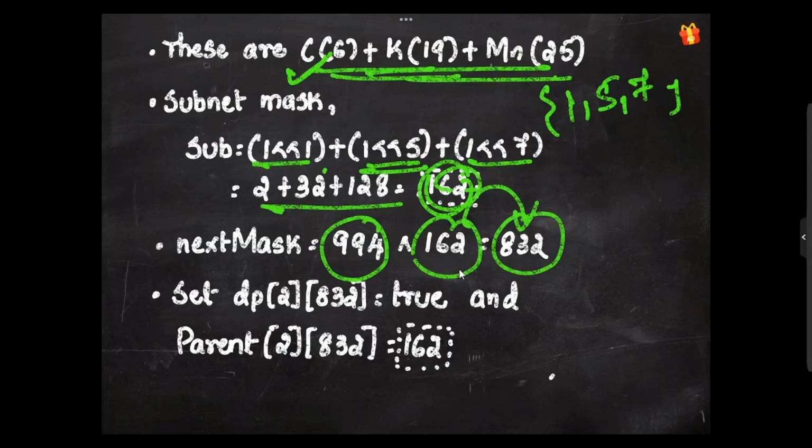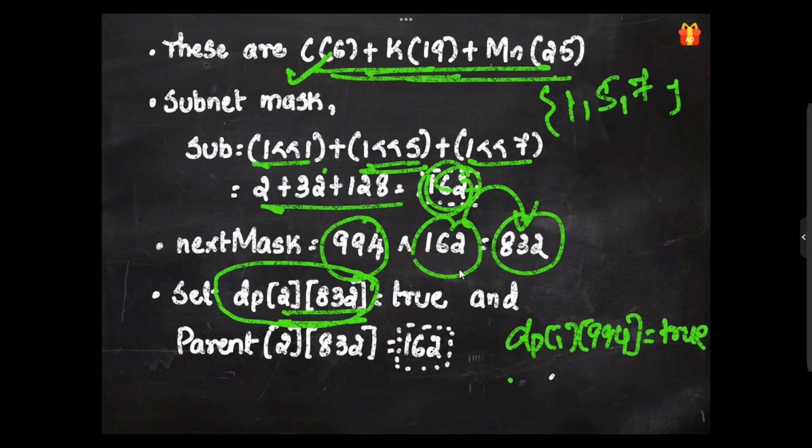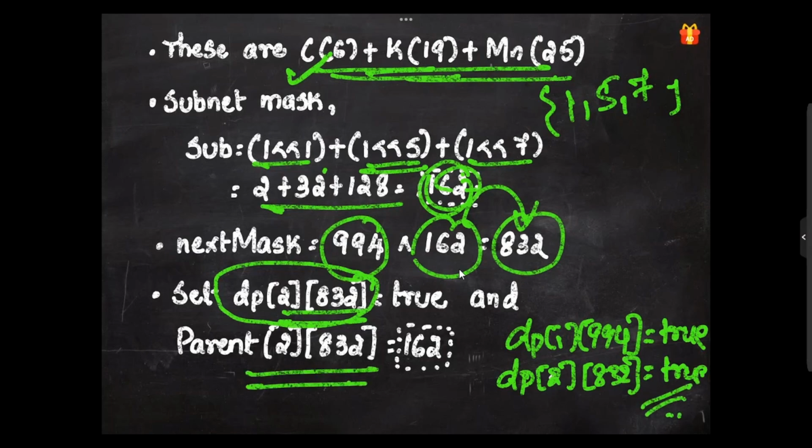So this time, previously DP of 1 and 994 we had set to true. Now we have got the value 832 and we will be setting DP of 2 and 832 to true. So DP of 1, 994 we have set to true previously, right? So this time we will be going with DP of 2, 832, setting this one to true. Simple, right? So parent of 2, 832, the value is 162. Simple. Now we have got the value 162, right?